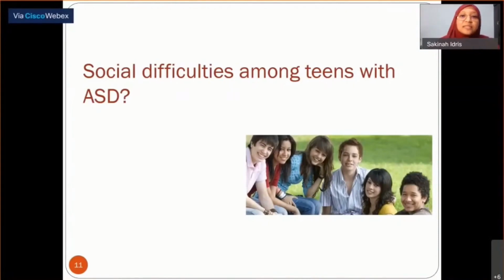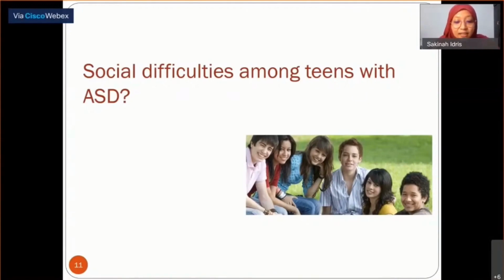So social difficulties among teens with ASD are the problem. In teens, in young people with ASD, friendship is important. The majority of teens are able to develop and maintain meaningful relationships, but there is also one third of teens who do not have close friends. Most of them are struggling with social challenges, shyness, anxiety, behavior problems or other issues. These social skills actually can be learned.